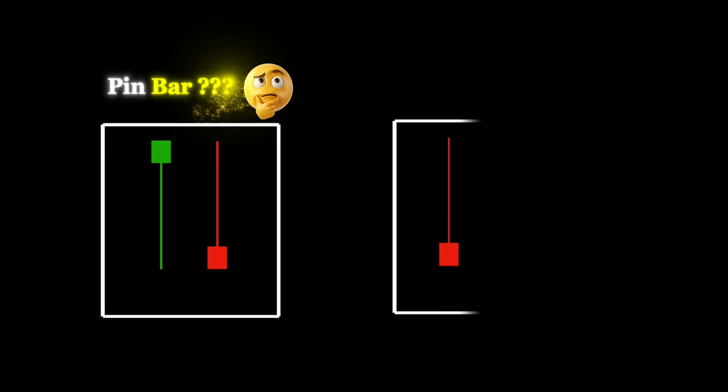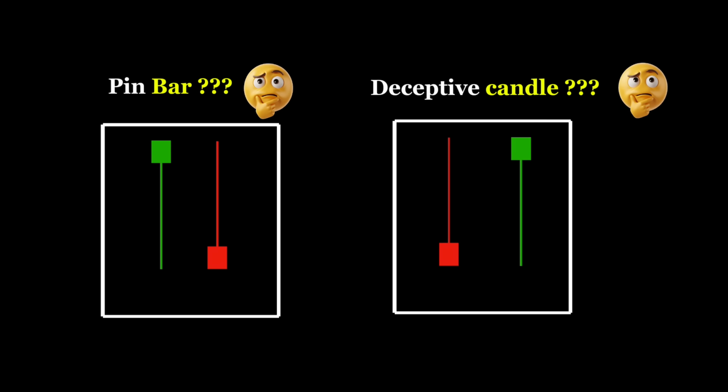go next. Now you might be asking, what's the difference between the deceptive candle and a regular pin bar? Technically, they look very similar. Both have small bodies and long wicks. But here's the key difference. A pin bar is just a description of how a candle looks, while the deceptive candle is about what the market is actually doing behind the scenes.